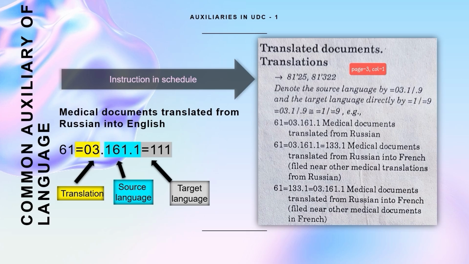So I have taken this example from here. You see better here: 61 is for medical science, and =03 for translation. Then the source language is Russian, that is =161, and English is =111. So first you will put =03, then the source language, then the target language.